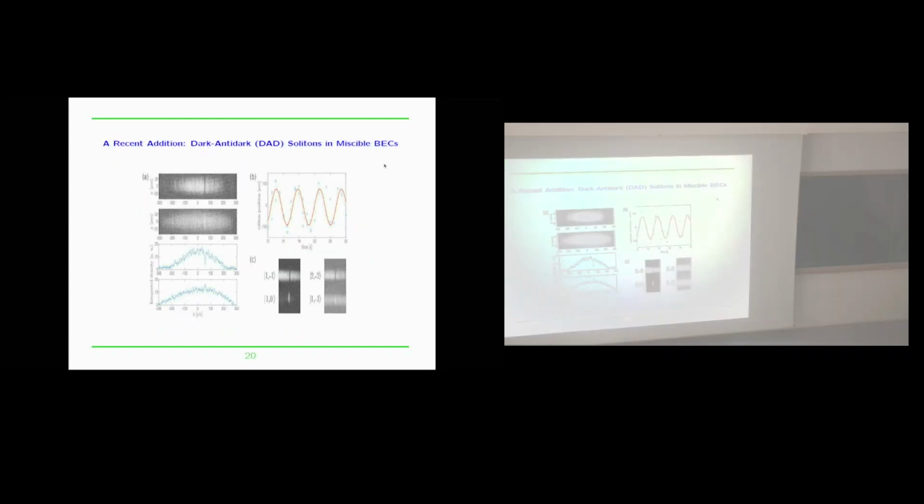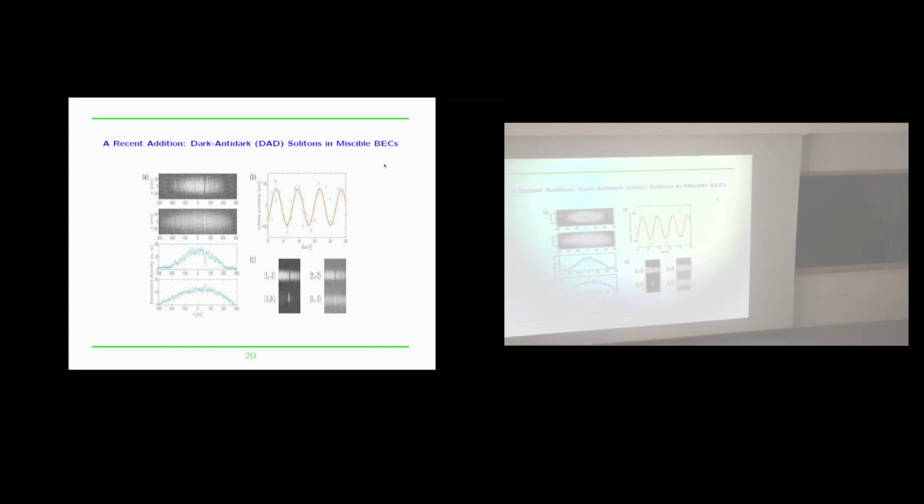All right? Then enter 2016, my first visit to Rouen, and Ionut was interested in doing a good example for our numerical codes, and one of the examples that I proposed at the time was a different state, something called a dark anti-dark soliton.